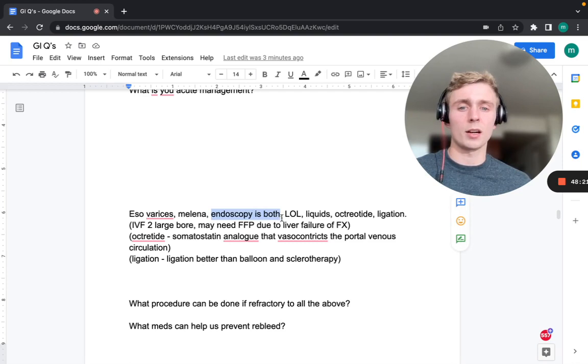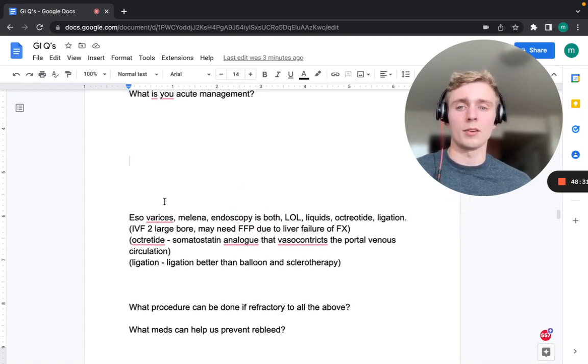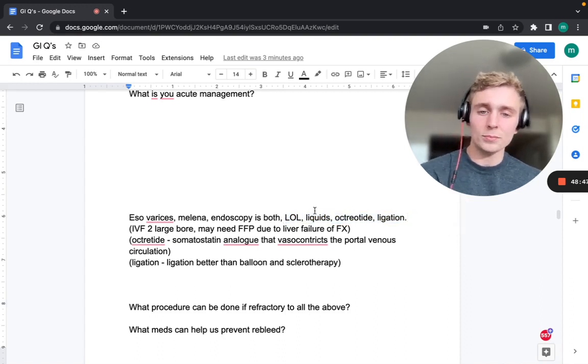Endoscopy is diagnostic and therapeutic because we need to do a ligation through that endoscopy, and we need to diagnose it by actually looking at it. So endoscopy is diagnostic and therapeutic. And how I remember the acute management of bleeding varices is LOL. That's easy to remember. LOL: liquids, octreotide, and ligation. You shouldn't be laughing in this condition, but liquids, octreotide, and ligation.